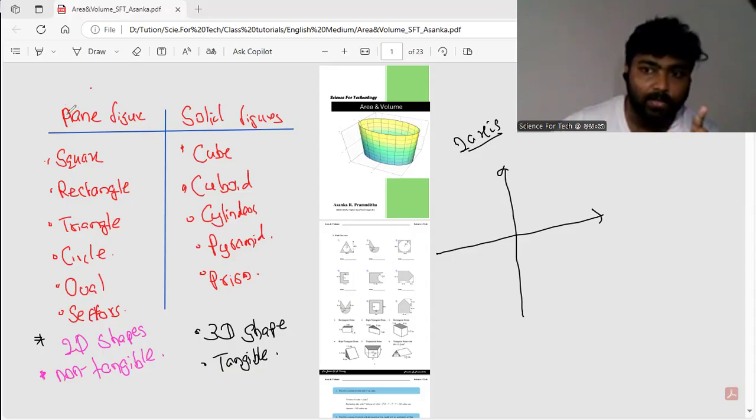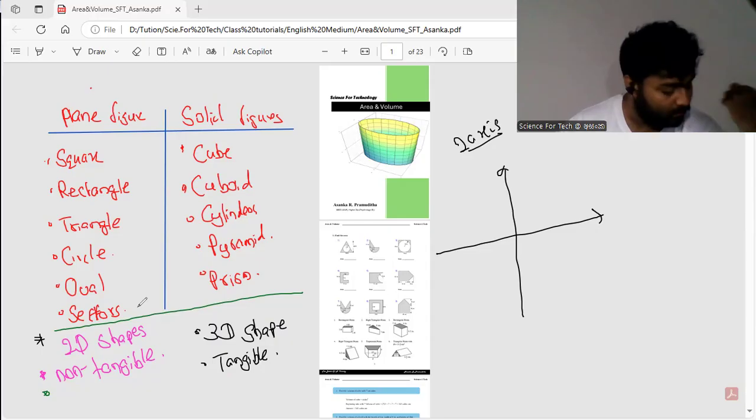Then another thing: can we find the volume of these plane figures? No. We cannot find volume in plane figures. Then you can finish this table here, and let's write two sentences.